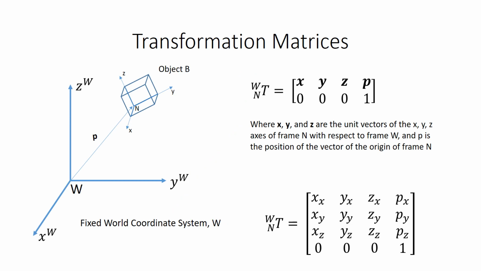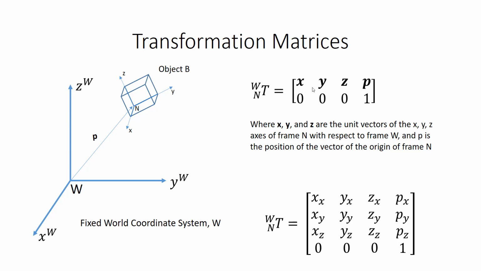So this is where transformation matrices come to save the day, so to speak. Transformation matrices give us a way to represent one frame with respect to a different frame. Here in the top right, I've got this notation, big T, with N on the bottom and W on the top. How you would read this is: the transformation from frame N to frame W is equal to some matrix.